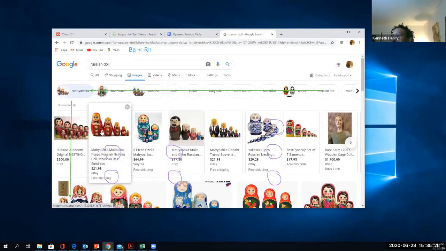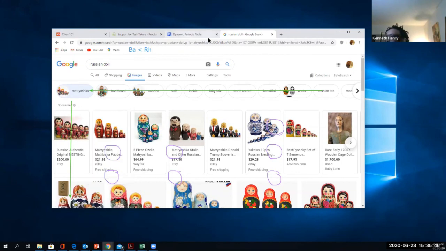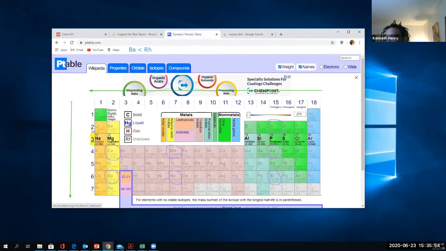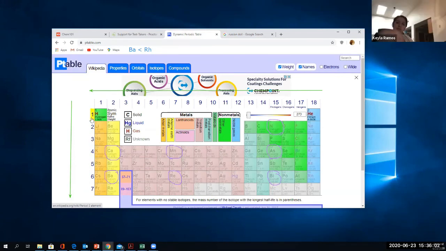Okay, so these are Russian dolls. You guys see those? Okay, so you see how this little doll will fit into the other doll, and then this doll will fit into this doll, and this doll will fit into that doll, right? So if you look at your periodic table, it is exactly the same way. But instead of dolls, you have your periods. So remember, these are your periods. So 7 is your biggest doll, and all of the other electrons will fit inside of it in each of those periods.